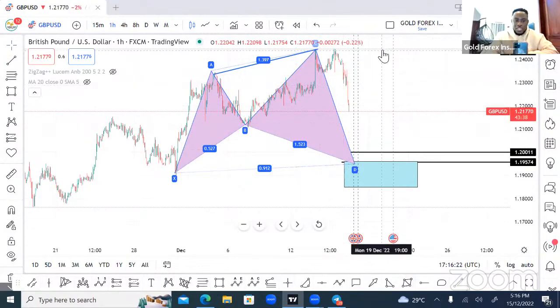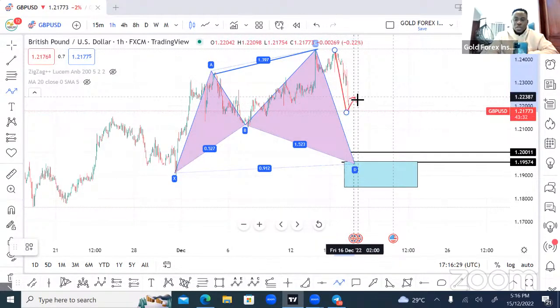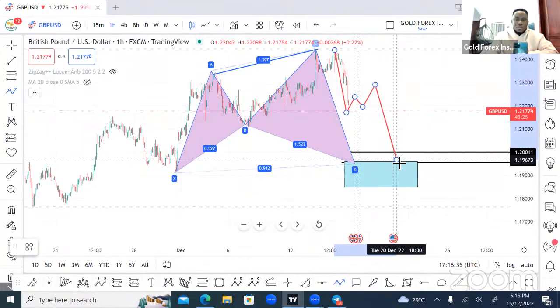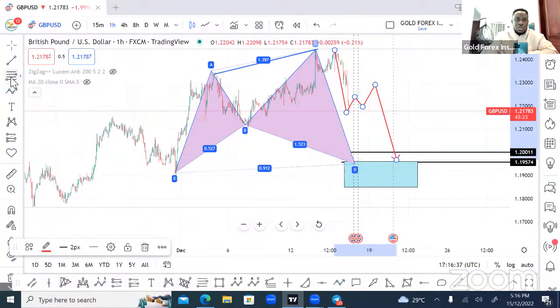What you can do to catch this trade is you take this one as an impulsive leg, then you look for maybe a zigzag or a flat or whatever correction. Then you target the 1.0 Fibonacci extension.